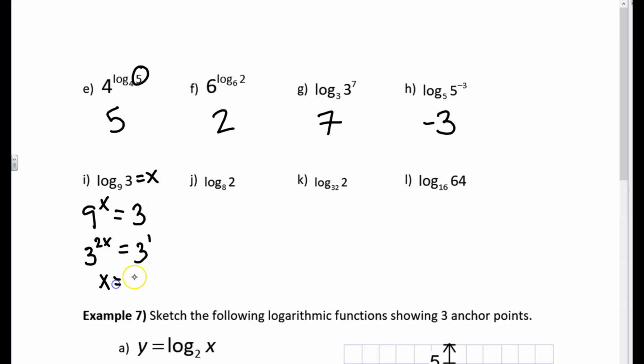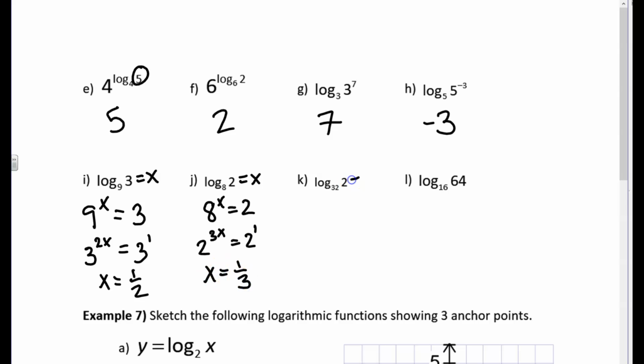So I get x ends up being 1/2. Okay. Log base 8 of 2, set it equal to x. I get 8 to the x equals 2, or 2 to the 3x equals 2 to the 1. So x must be 1/3 here.